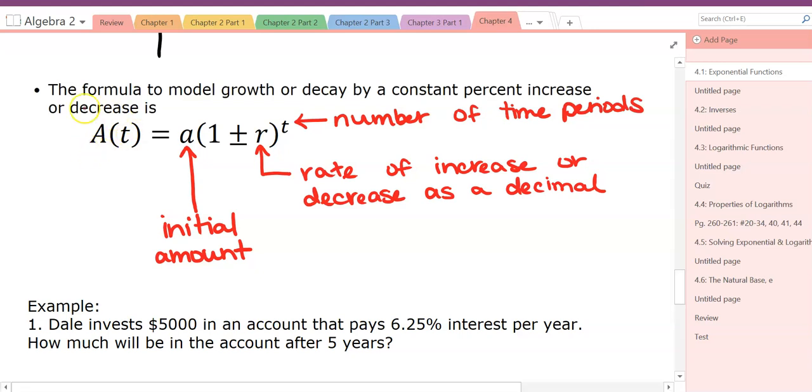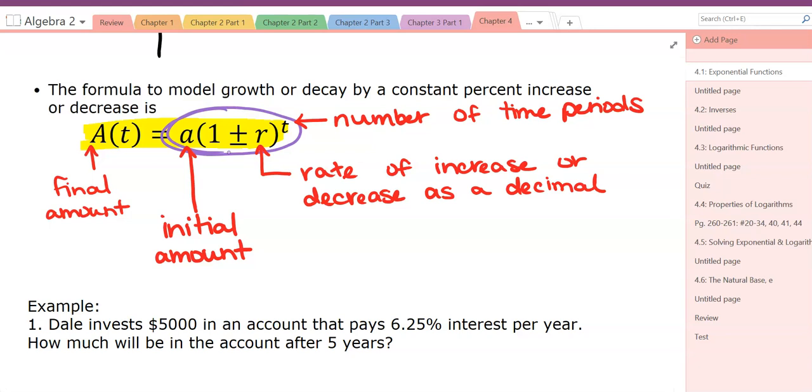So at the very front here, where it says capital A, parentheses T, that's like the final amount after you do all the math. So that's what you're left with. That's how much you've made, that's how much you've lost, depending on if it's a growth or decay type function. So we're going to do just a couple of examples here using this equation. Okay, now you're probably going to be only putting stuff into the right-hand side because that's what they're going to give you information for. And what you're trying to find is the final amount for these types of problems.